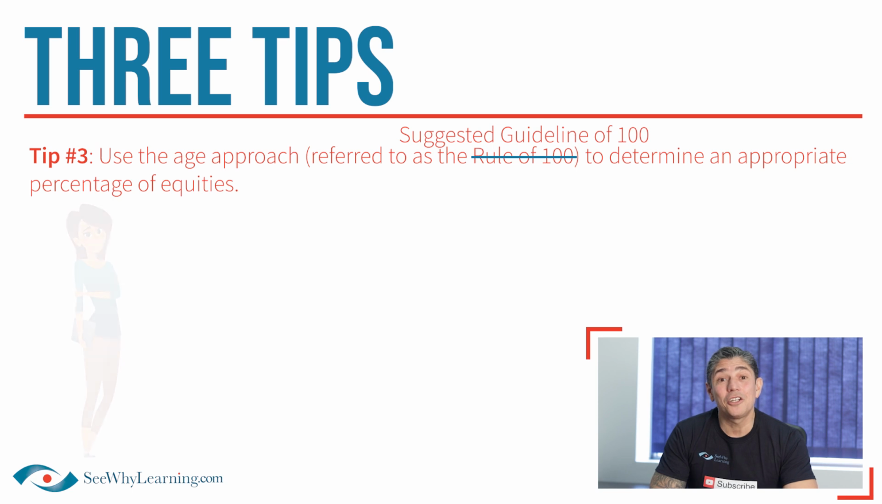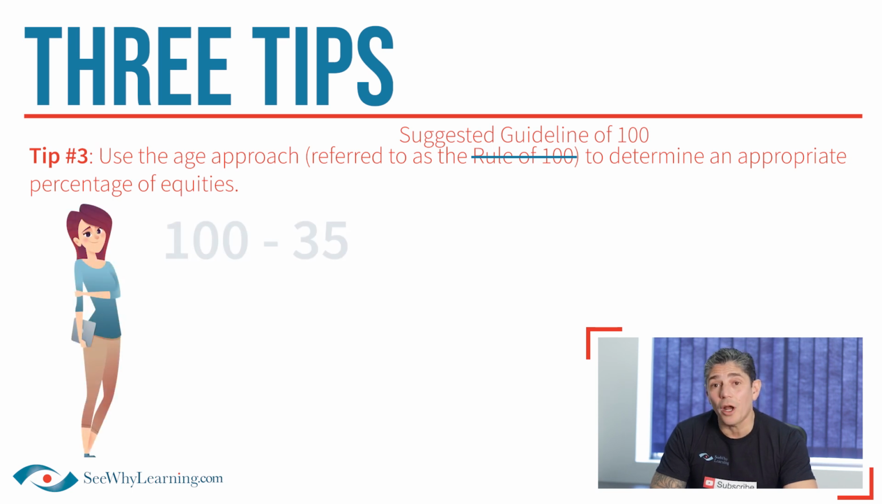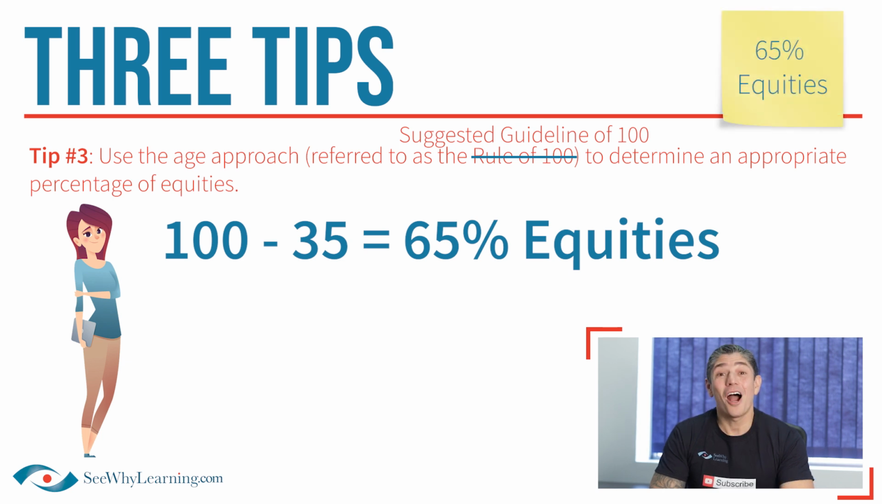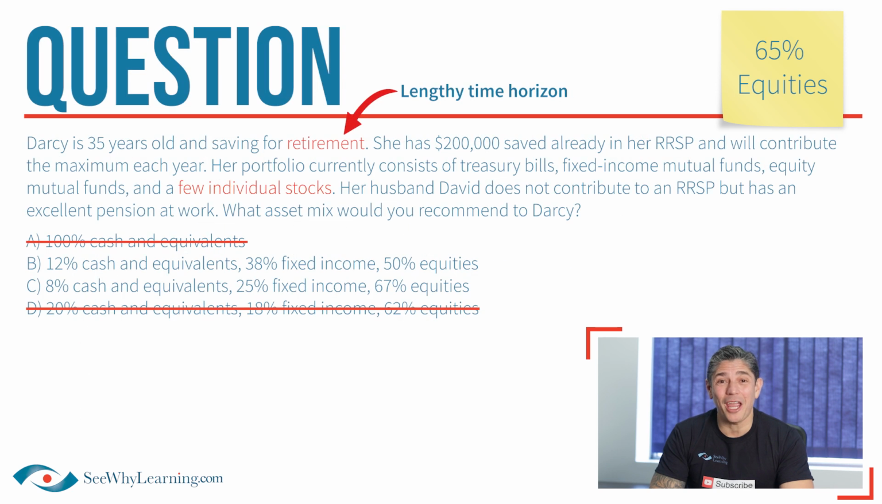So in this question, Darcy is 35. If we take 100 minus 35, it suggests approximately 65% in equities may be appropriate. Let's keep this in mind. All right, now let's circle back to the question. We can eliminate answer A. 100% cash is too much. We can eliminate answer D because even 20% cash is too much. Remember, the guideline of 100 suggested 65% equities. We can eliminate answer B as the cash is a little high and the equities are a little low.